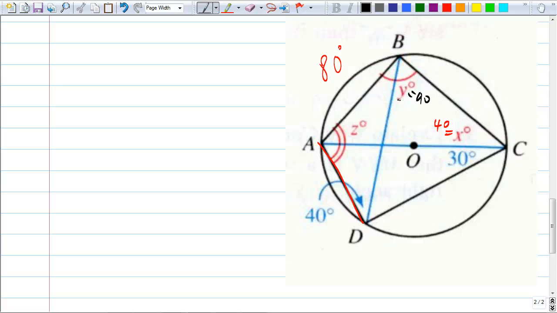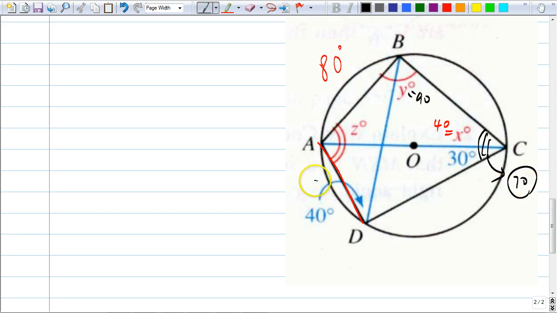Is z opposite of x? Angle Z is opposite of ACB, because of the corollary. Good. So what is this whole angle here? If this is 40 and this is 30, that's going to be 70 degrees.